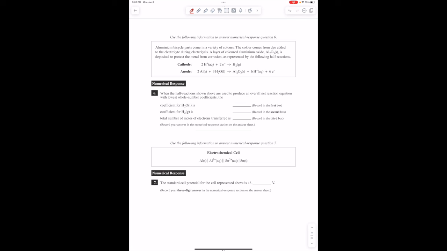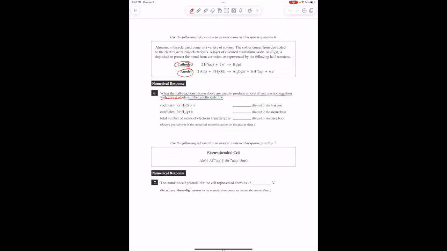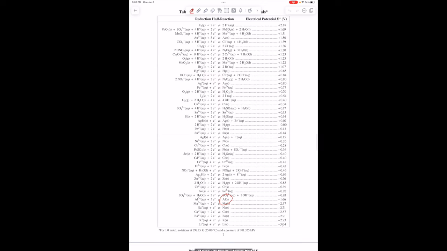Okay, NR6. When the half reactions shown above are used to produce an overall net reaction equation with the lowest whole number coefficients. Okay, so this is just a balancing question, it looks like. They gave me the cathode, they gave me the anode, and I don't think that aluminum reaction's in the data book with that. I've only got aluminum down here. Do I got to do any flipping here? Because it looks like they already flipped this for me. Because see how the electrons are all on this side? And then let's say this is the SOA, right?